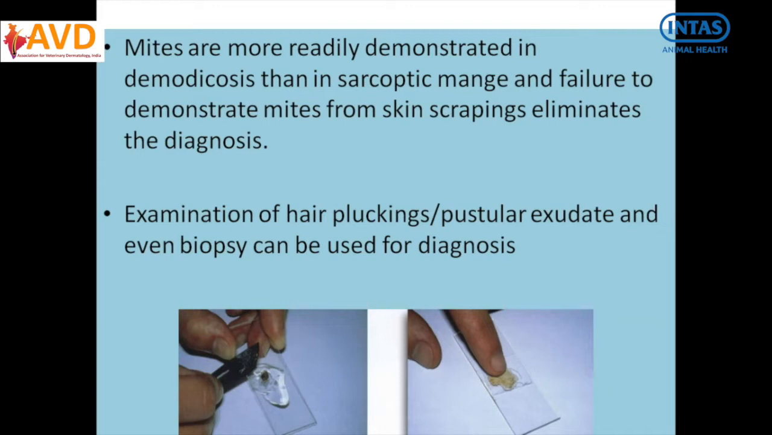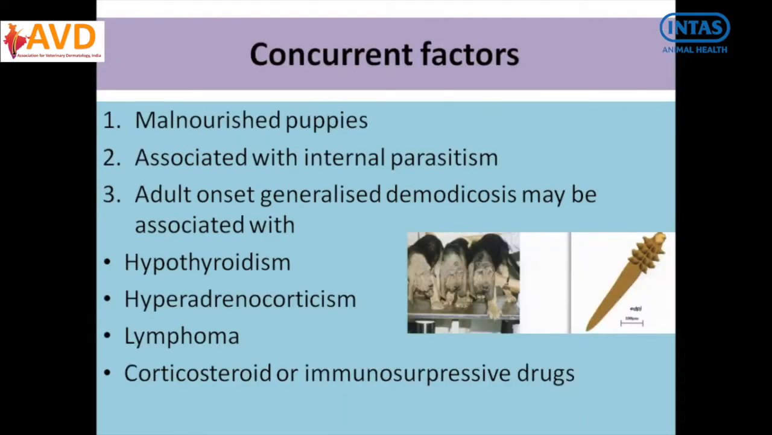An examination of hair pluckings or pustular exudate and even biopsy can be used for diagnosis of demodicosis, but these are not commonly needed. Usually you will get it in deep scrapings. And concurrent factors of demodicosis include malnourished puppies, puppies associated with internal parasitism, and in adults the generalized demodicosis may be seen in conditions like endocrinal imbalances, especially hypothyroidism, hyperadrenocorticism, or corticosteroid therapies, lymphoma, etc.